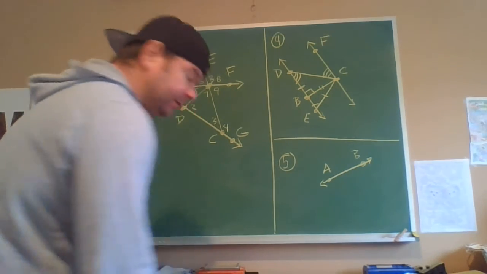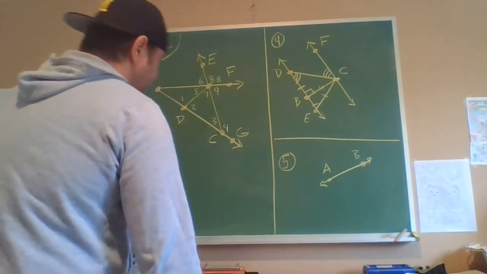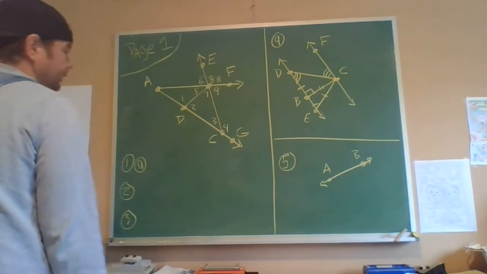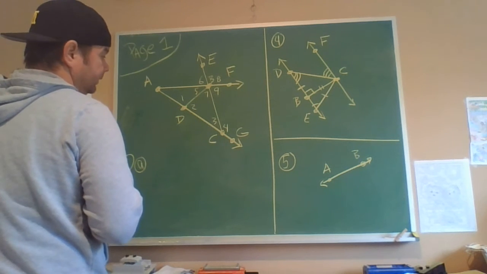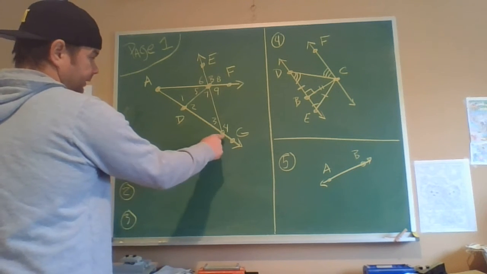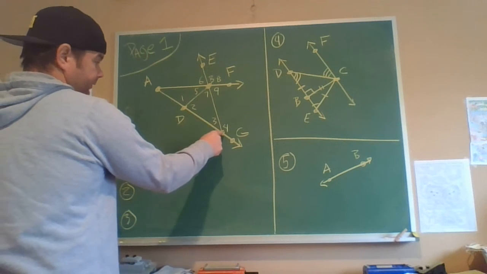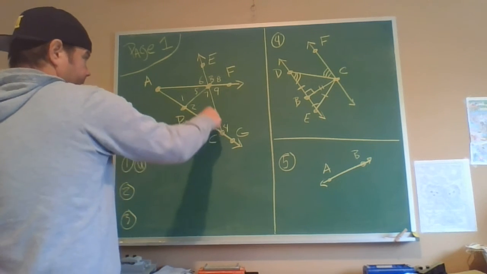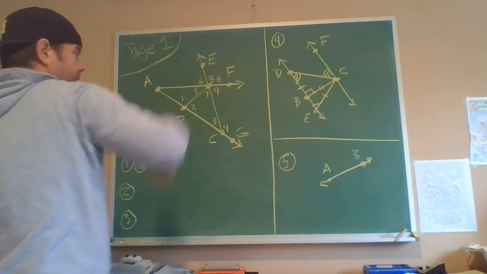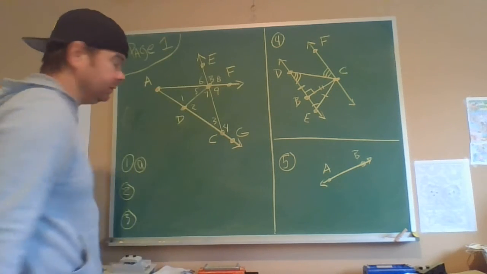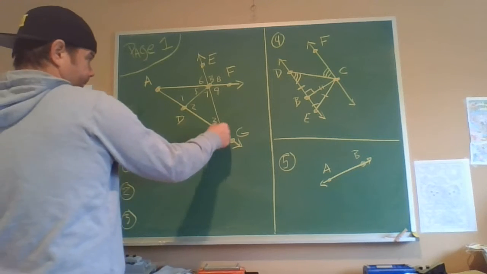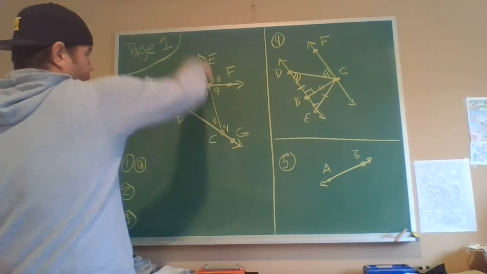So for 1A, it says to give another name for the ray CB. Okay, so where is the ray CB? The ray CB is right here, right? The endpoint of the ray is here, and it goes off in this direction through the point B, and of course it also includes the rest of the stuff that keeps going after point B, but that's the ray CB, starting here and going off in this direction.